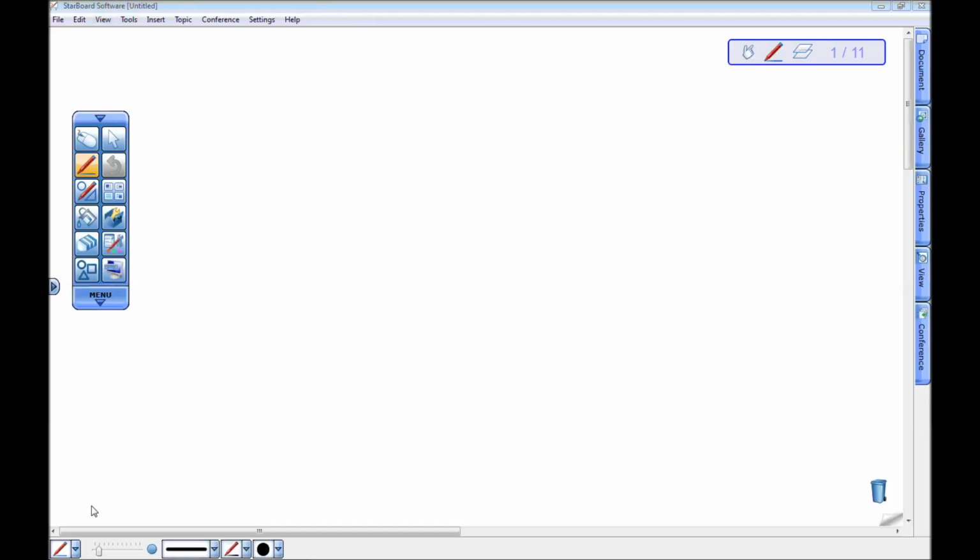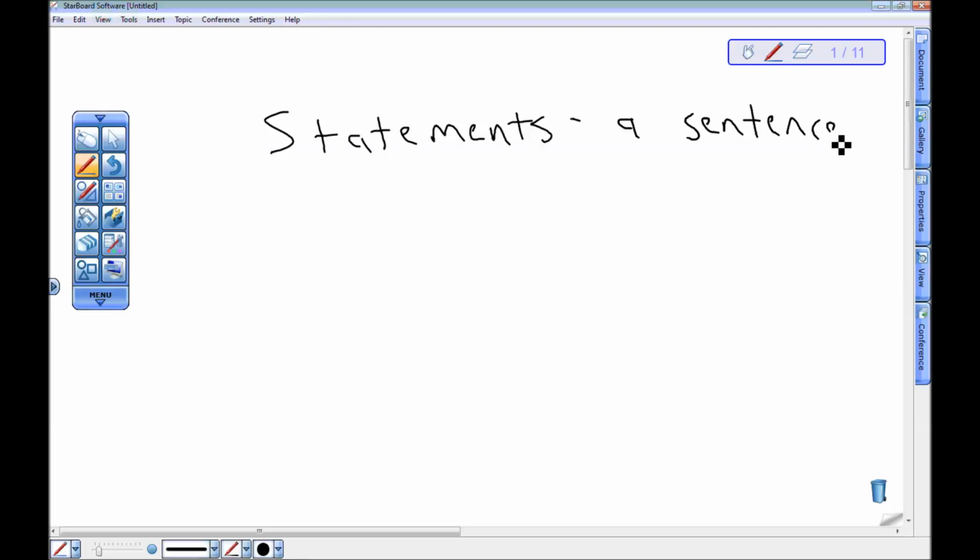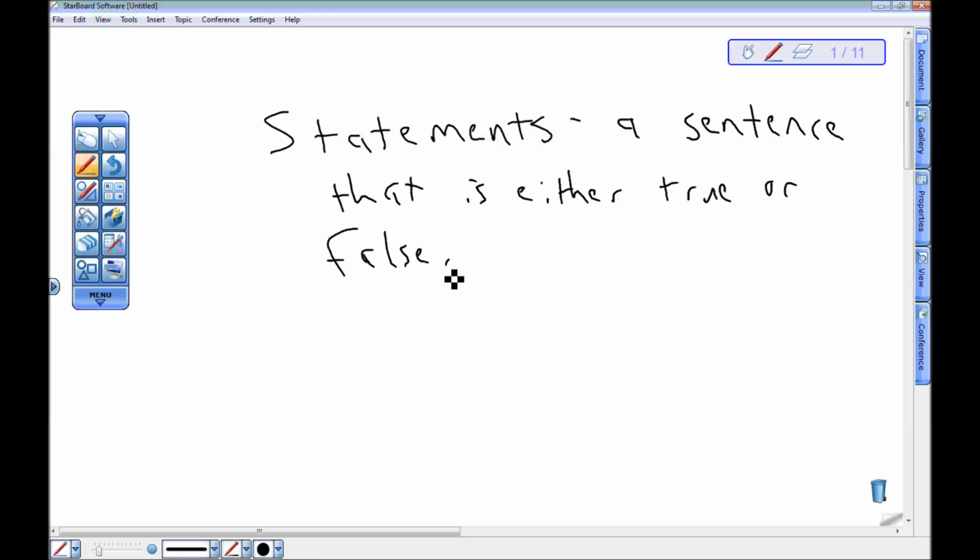In math, and especially in mathematical logic, we concern ourselves with something called statements. So in mathematics, a statement is a sentence that is either true or false, but not both simultaneously. So not both.